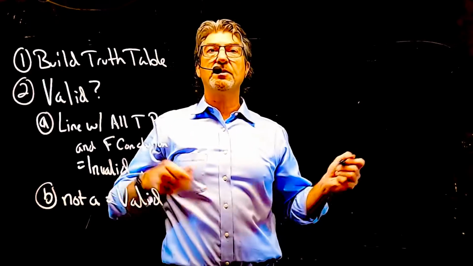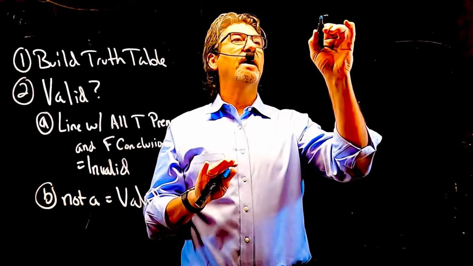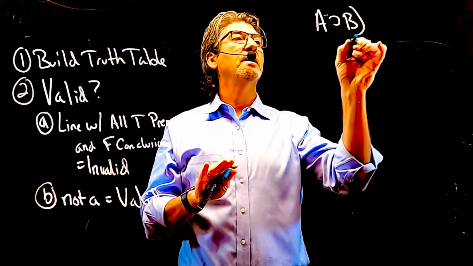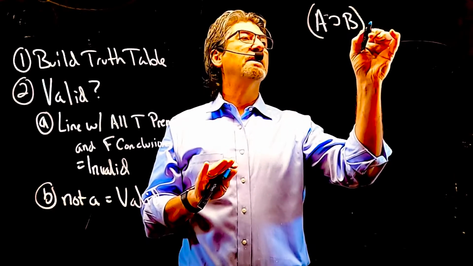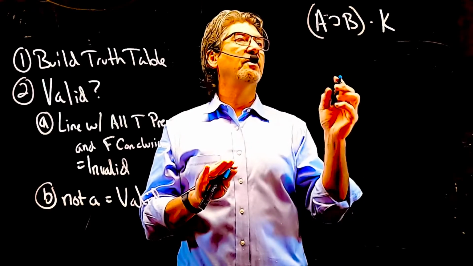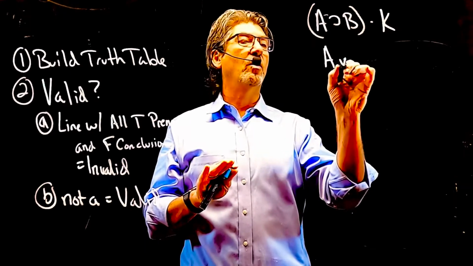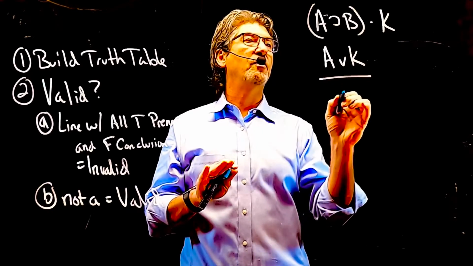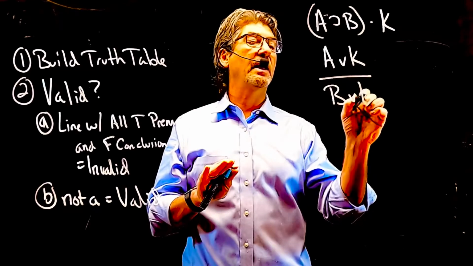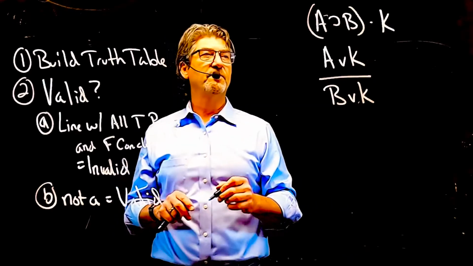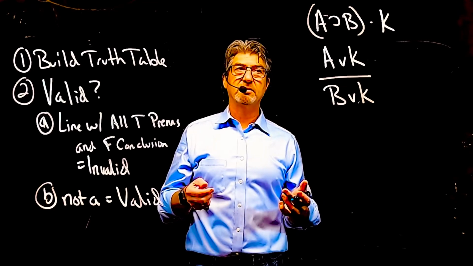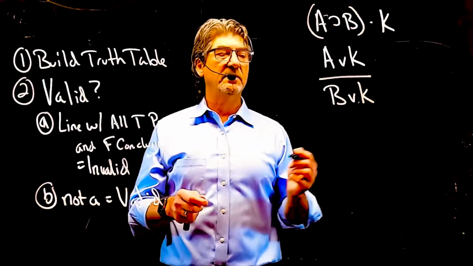Okay, suppose you have an argument that works out like this. Suppose you have A horseshoe B in parentheses dot K. And then you have A or K. Therefore, you end up with B or K. Okay? Now, is this a valid argument, or is it an invalid argument? Well, let's work it out.